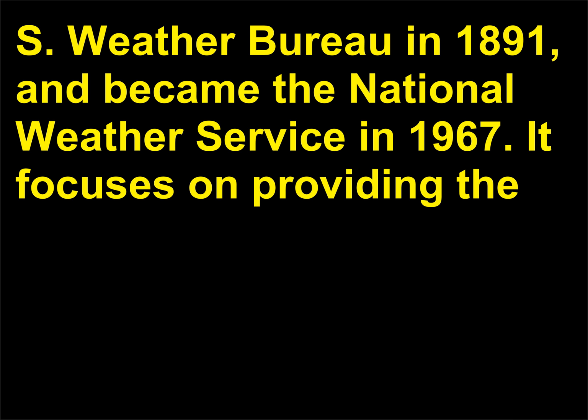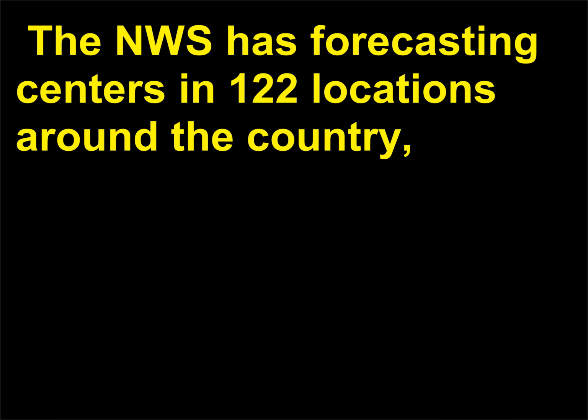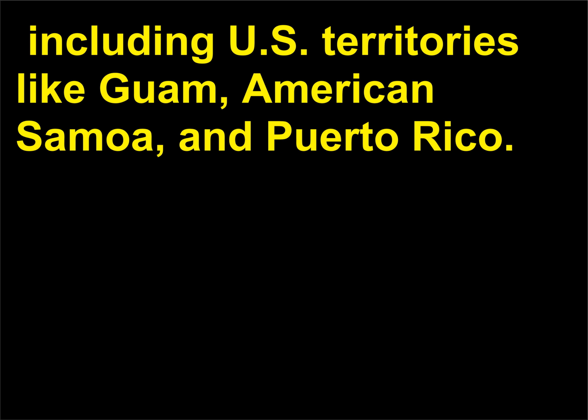It focuses on providing the citizens of the United States with warnings about possibly dangerous storms and other weather events. The NWS has forecasting centers in 122 locations around the country, including U.S. territories like Guam, American Samoa, and Puerto Rico.